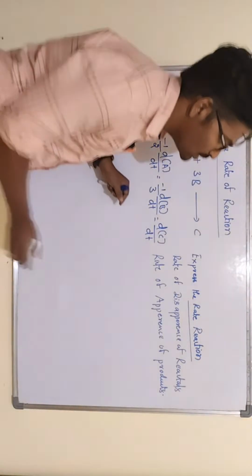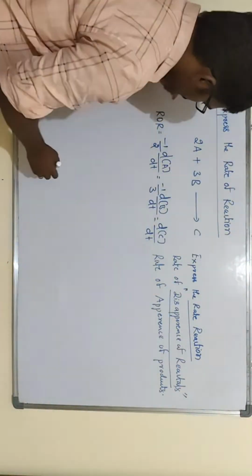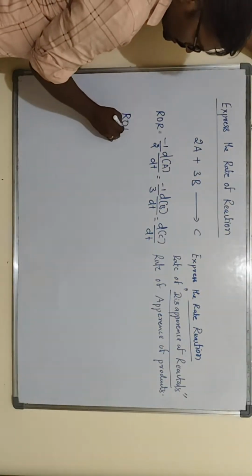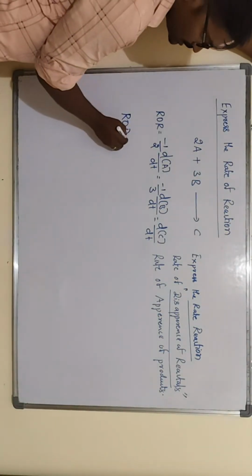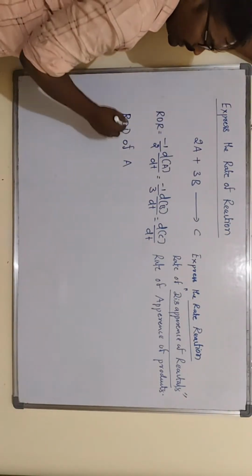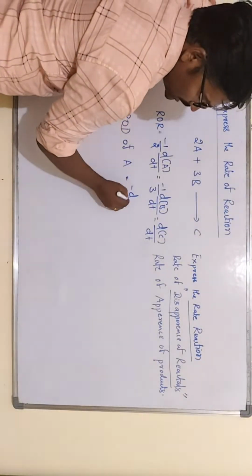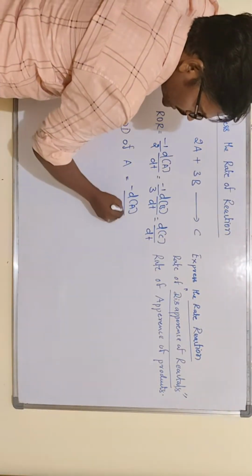Next, rate of disappearance of reactants. So rate of disappearance, ROD, in case you take with respect to A, that is equal to minus d[A] divided by dt.